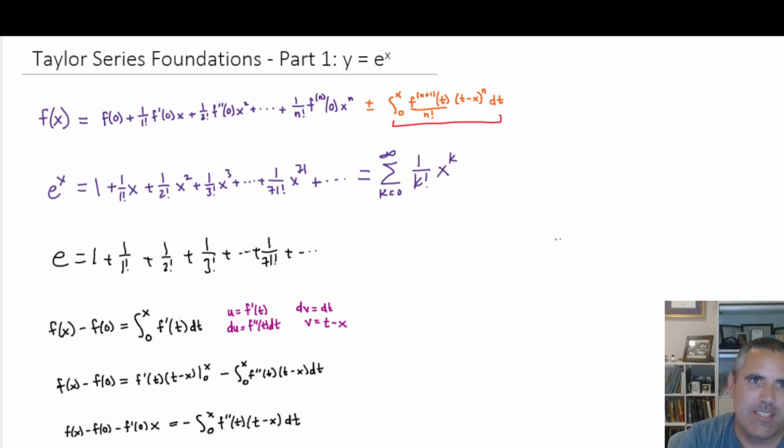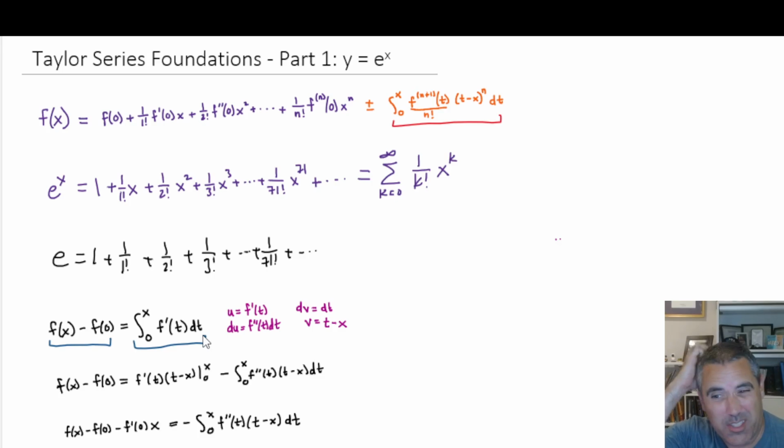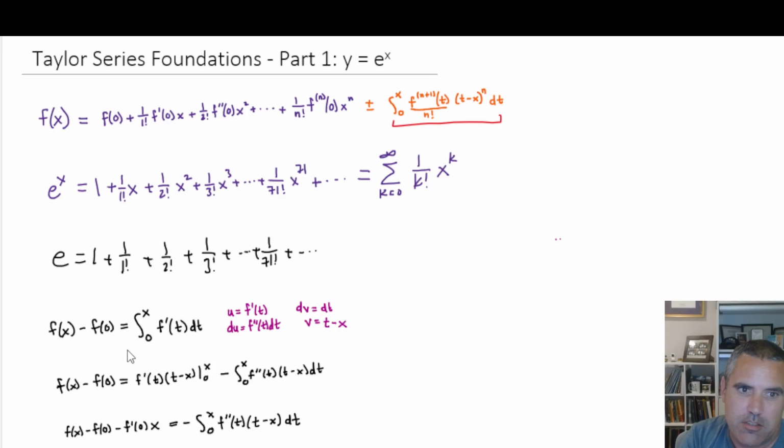So it comes from this clever idea that this is the same as this. That's the fundamental theorem of calculus. If you integrate a derivative, you get this. The clever idea is to do integration by parts, not to make things simpler like we normally do integration by parts for, but to try to make the derivatives appear, to try to make the Taylor polynomials appear.